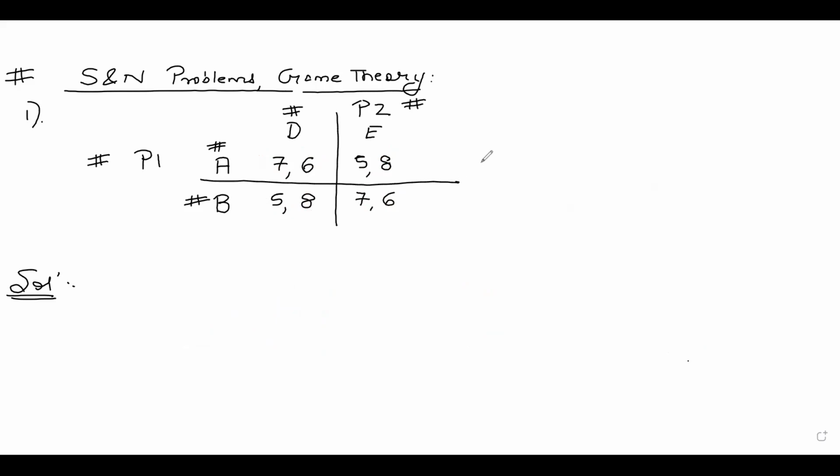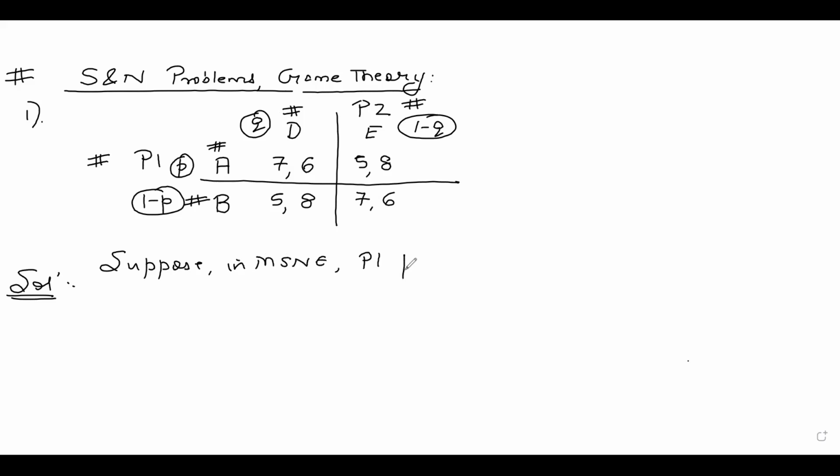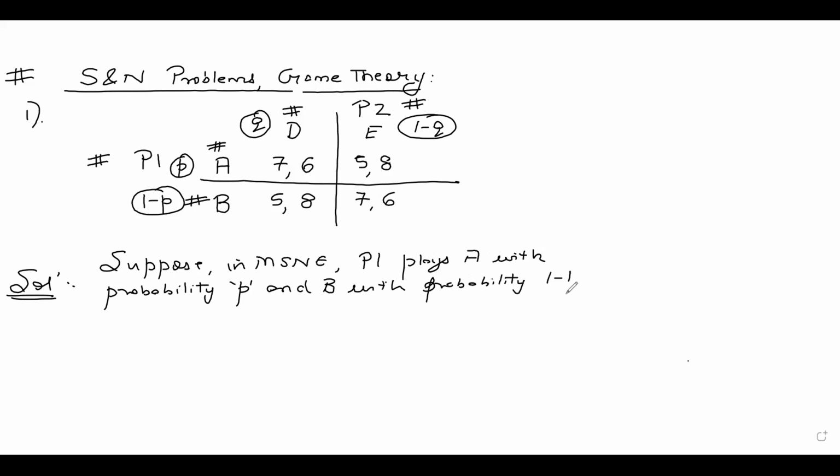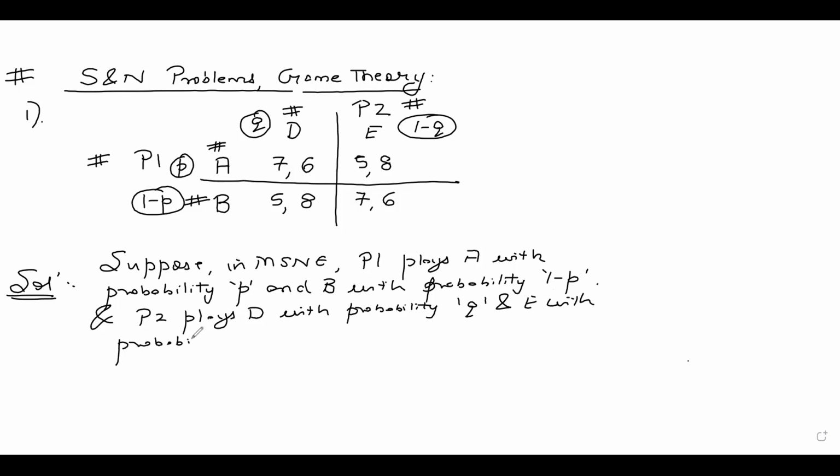So in the mixed strategy Nash equilibrium, again, I can say that suppose player 1 plays A with probability P and B with probability 1 minus P, and player 2 plays D with probability Q and E with probability 1 minus Q.